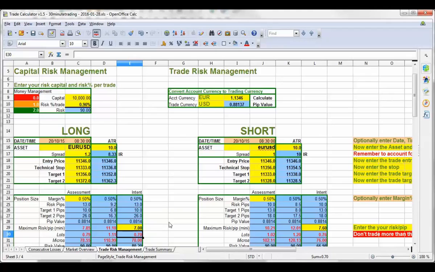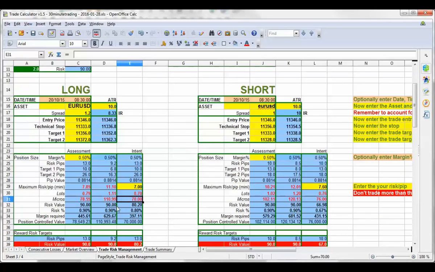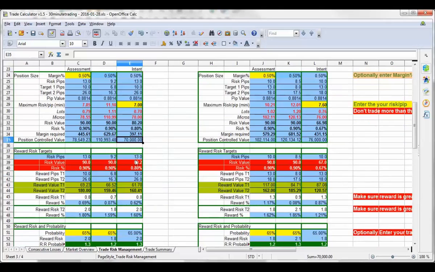And it will now tell me exactly the detail of the trade. So here we have 7 minis. And here, that would be the same as 0.7 lots or 70 micros. And down here, that means your risk value in this particular case would be 80.2 of your currency units, risking 0.8% of your trading account. The margin required would be 397 units of your currency, and the position controlled would be 70,000. And then down through here, it does other details.